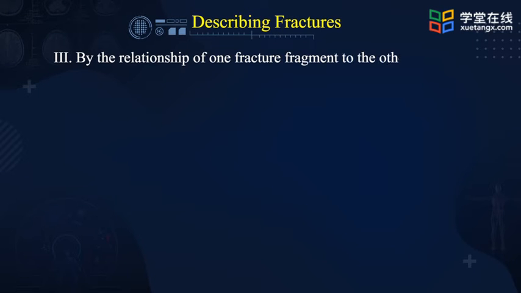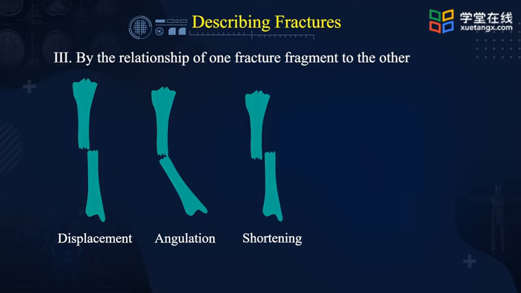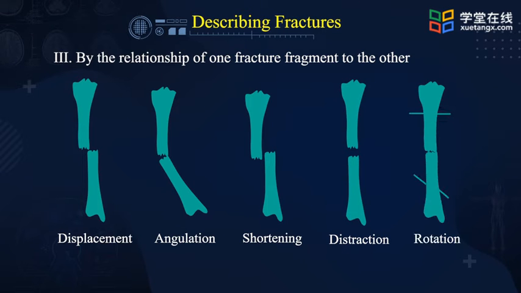According to the relationship of one fracture fragment to another, fractures can be classified into displacement, angulation, shortening, distraction, and rotation. Displacement describes the amount by which the distal fragment is offset front to back and side to side from the proximal fragment. Angulation refers to the angle in degrees between the proximal fragment and the distal fragment, which is deviated from its normal position.